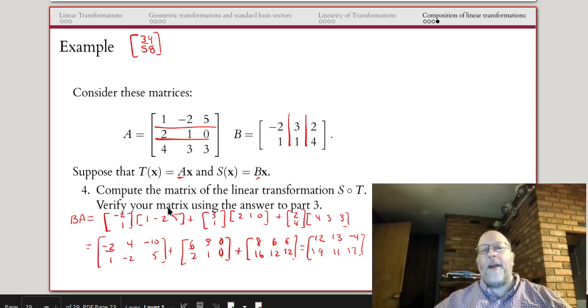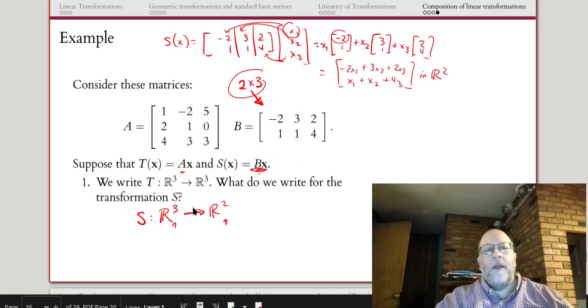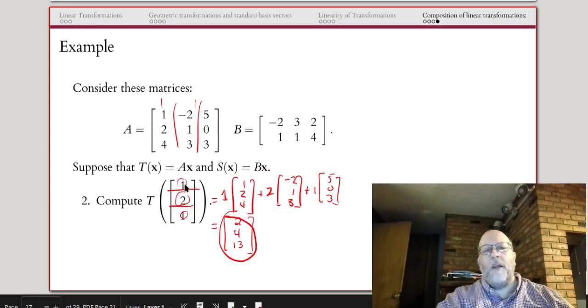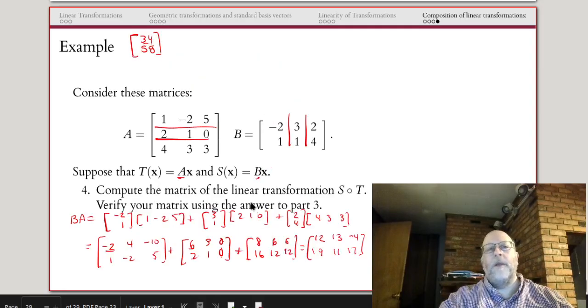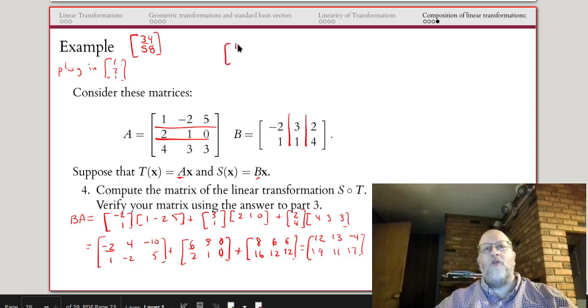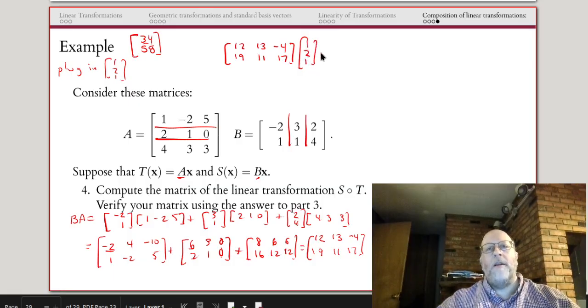And then we want to verify our matrix using the answer to part 3. So I'm going to back up just for a second. What we did was we first plugged in 1, 2, 1 into T. Then we plugged the answer of that into S, and we got 34, 58. So what we should do is plug in 1, 2, 1 again into this matrix. So let's see what we get. We get 12, 19, 13, 11, -4, 17 times 1, 2, 1.